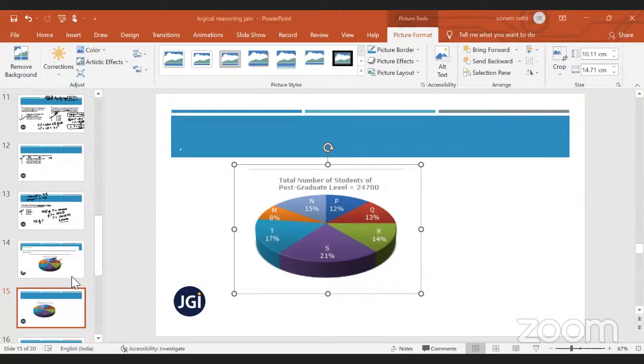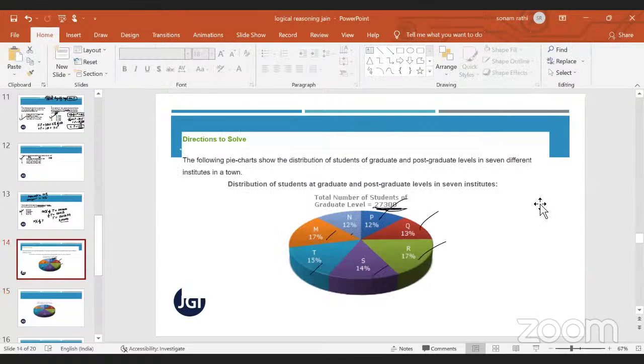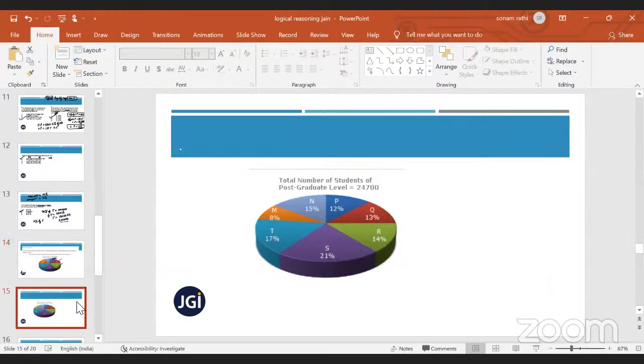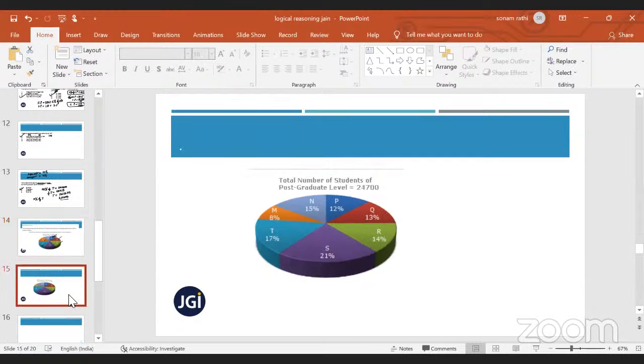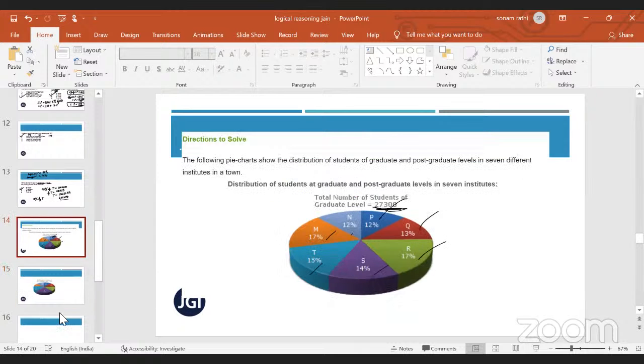The first pie chart is for graduate level, and the second one is for postgraduate level, with institutes P, Q, R, S, T, M, N. So there are two pie charts. Now look at this: we can convert the same data into a table. It's not difficult to convert it into a table. Let's convert it into a table.